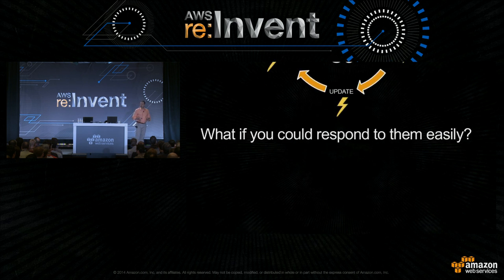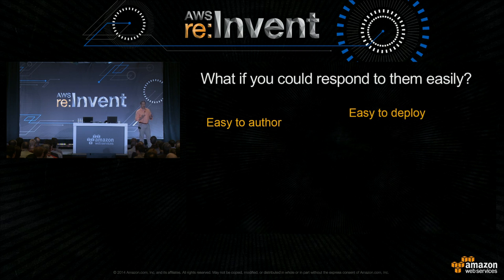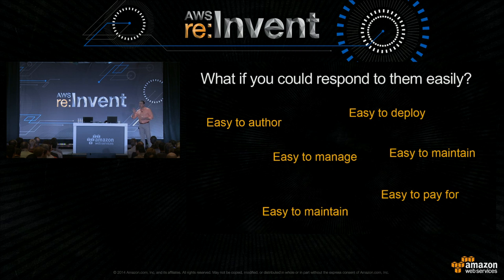But having events themselves isn't enough. You need a way to respond to those events that's super easy, in a way that matches the complexity of the solution to the complexity of the code that you're trying to deploy. So it's got to be easy to author, it's got to be easy to maintain, it's got to be easy to manage, it's got to be easy to scale.